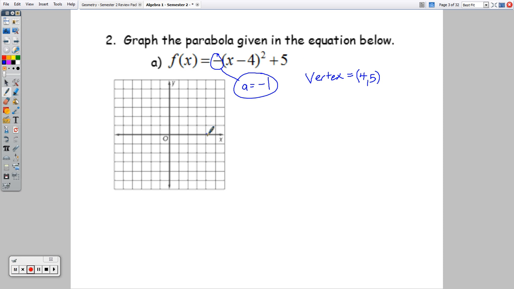So 4, 5. If I go over 4, up 1, 2, 3, 4, 5, there's my vertex, and it's opening down because of that negative sign right there, and it's opening down at a normal rate since that's like a negative 1. So over 1, down 1 squared, over 2, and we're going down 2 squared, which is 4. If I went over 3, I would go down 3 squared, which would be 9. So 6, 7, 8, 9, I would have another point down there. And then this other point, I could go off the graph a little bit there. Not my best graph ever, but I'm doing the best I can here in terms of connecting those dots. That's the basic shape right there.